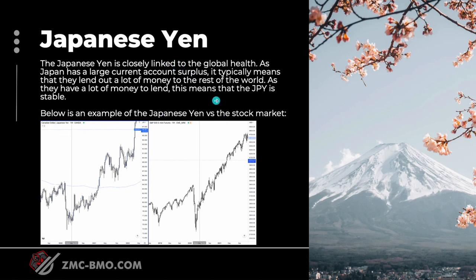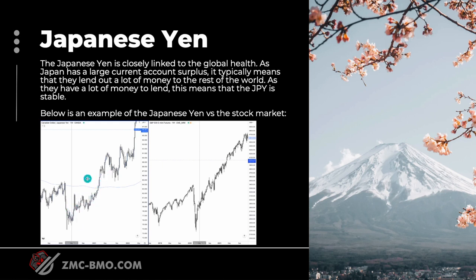Below is an example of the Japanese yen versus the stock market. Of course, the stock market is risk on, and the yen is obviously risk off. So when we started to see big bouts of risk on, which is this, we start to see the stock market increase as well. So you can kind of have an idea that if we're starting to see the stock market increase, maybe investors are pulling out of risk-off assets and starting to pile into risk-on. So, of course, Japanese yen will struggle in times of risk-on and obviously appreciate in risk-off events, right?